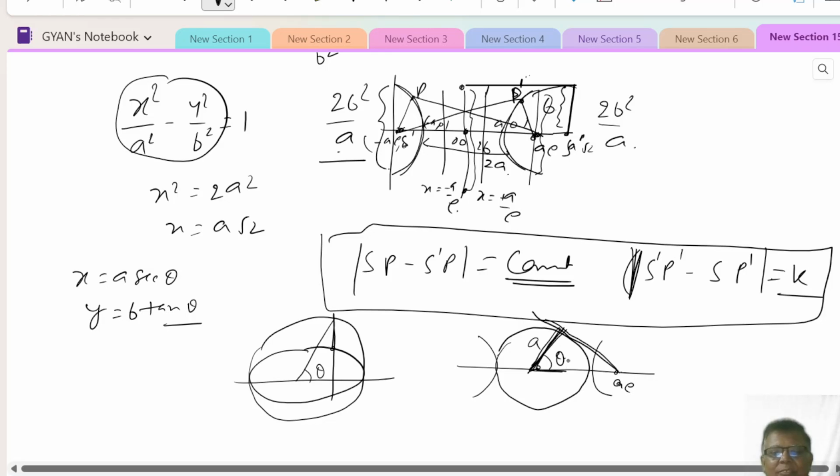So that you have to remember. This is also 90 degree. This is tangent to this circle, and this will be theta, and this is a. So this is the parametric equation, and with this angle will be theta. Thank you.